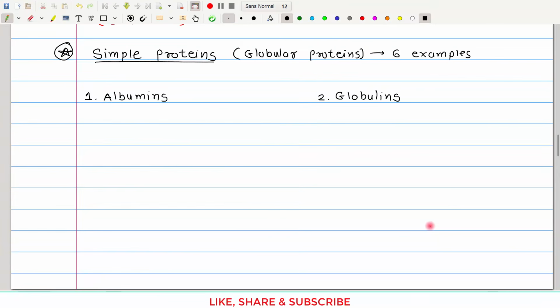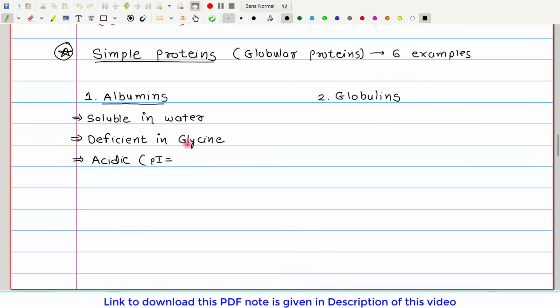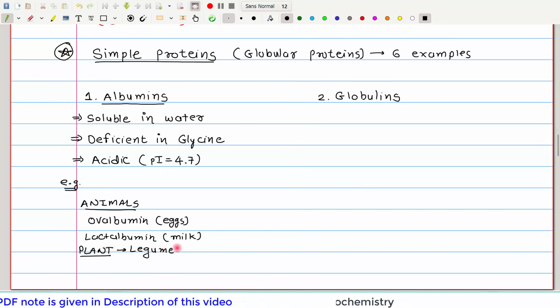Let's first discuss albumins. Albumins are soluble in water, and one characteristic feature of albumins is that they are deficient in glycine and they are acidic in nature, which is evident by their pI value, which is pI equal to 4.7. Examples of albumins: in case of animals, ovalbumin is there, which is found in eggs. Second one is lactalbumin, which is present in milk.